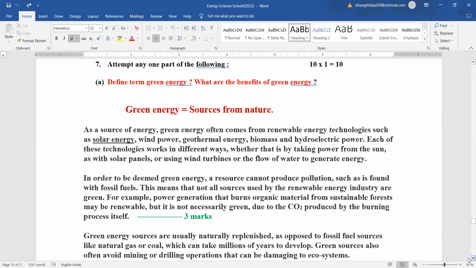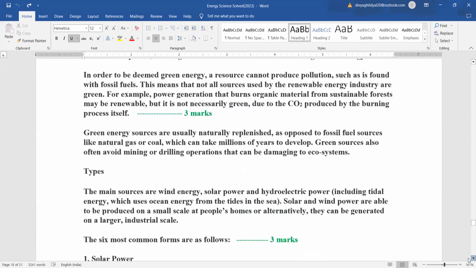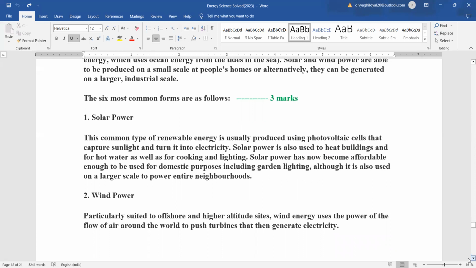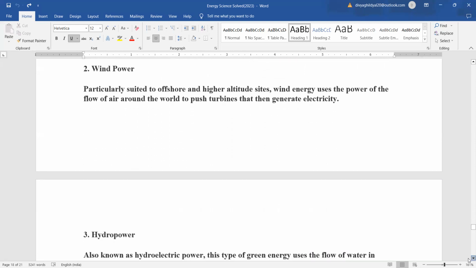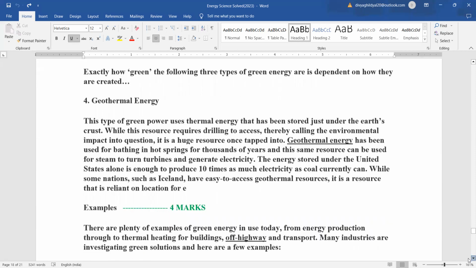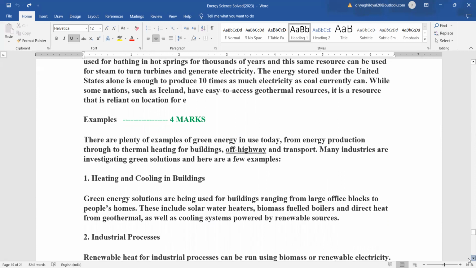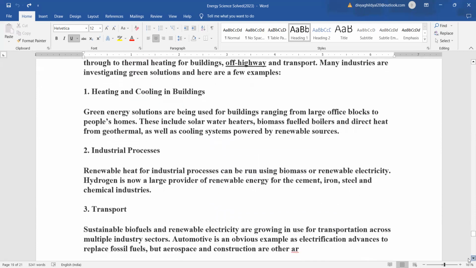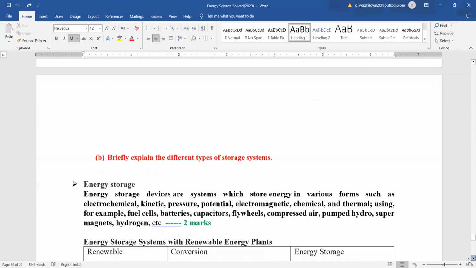Green energy, that is whatever you are getting directly from nature, is green energy, like solar energy, wind energy, geothermal energy, biomass. They are all coming under the category of green energy. And any one which you are comfortable with, you can explain as per the heading of your syllabus, like Unit 3: solar energy, wind turbine, geothermal, hydropower. They are all natural sources of energy, having less pollution, giving a good output, and causing less harm to the environment.